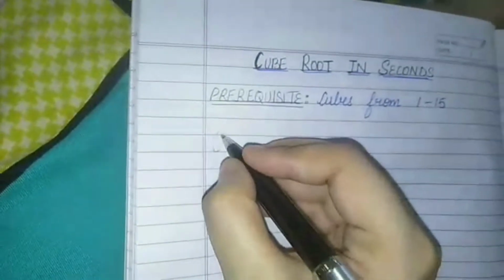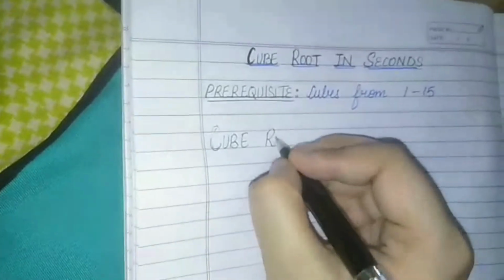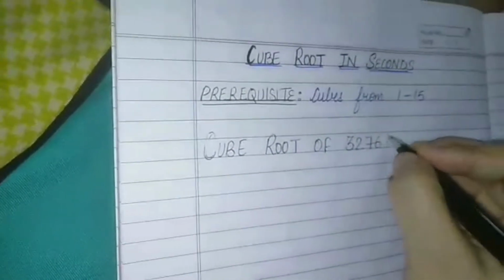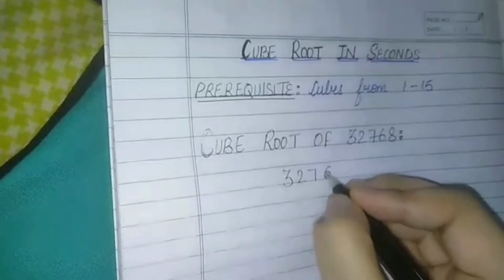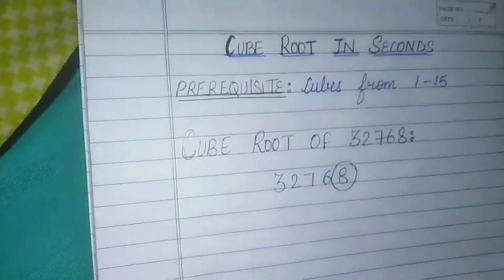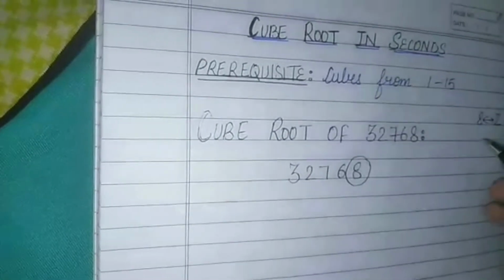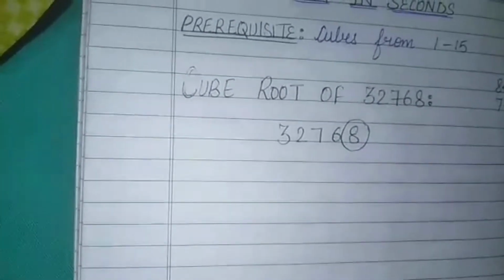My first question is the cube root of 32768. First writing the number here, 32768. Now just look at the last digit, that is 8. The main rule is we are going to replace 8 by 2 and vice versa, and similarly 7 by 3, for the last digit of our answer.